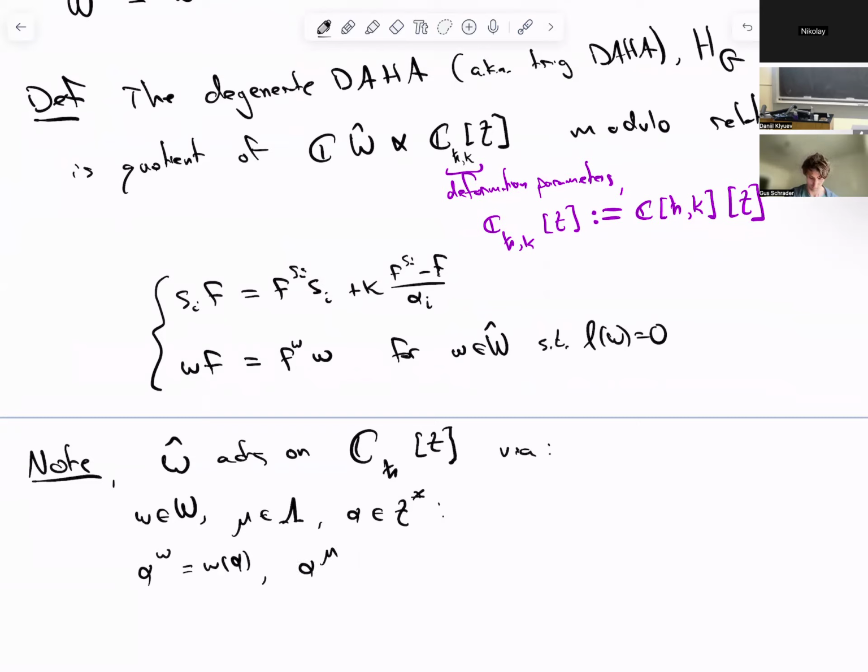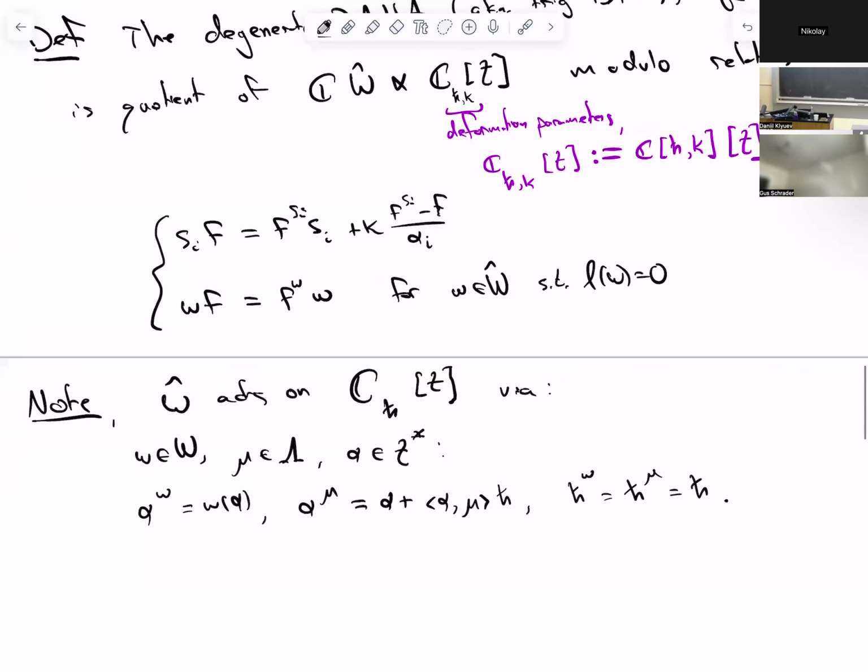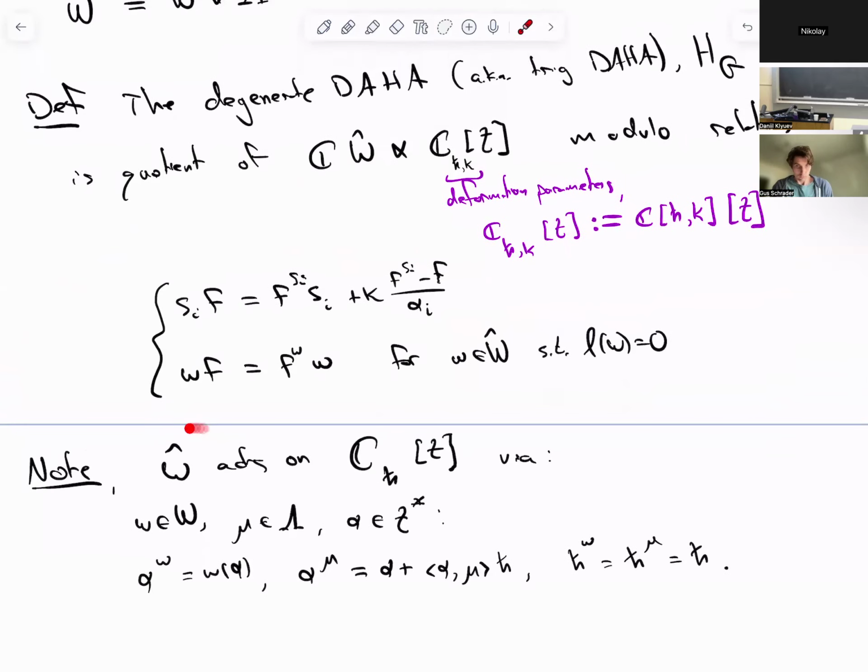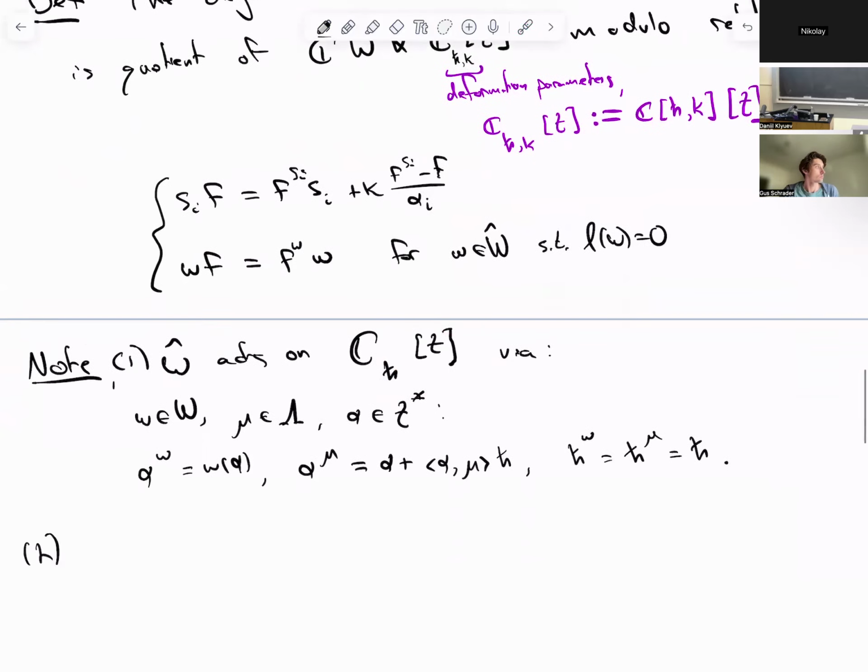So this co-character mu acts on alpha by an h bar shift translation. And then the parameters are sort of fixed under the action. So this generates the action on degree 1, and then you sort of induce. Now, you can enlarge this action to account for this kappa deformation as well. So there's going to be this kappa twisted part.